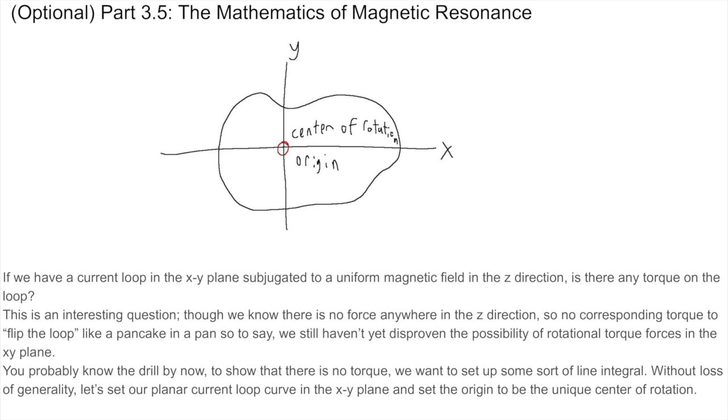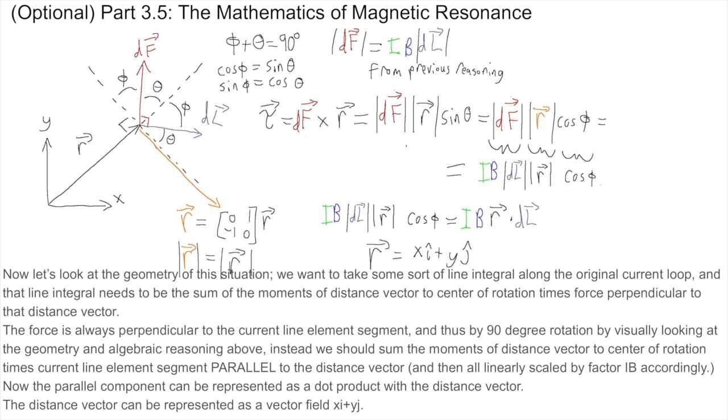You probably know the drill by now. To show that there is no torque, we want to set up some sort of line integral. Without loss of generality, let's set our planar current loop curve in the xy plane and set the origin to be the unique center of rotation, which is the center which the pancake rotates around in the pan. Now let's look at the geometry of this situation.